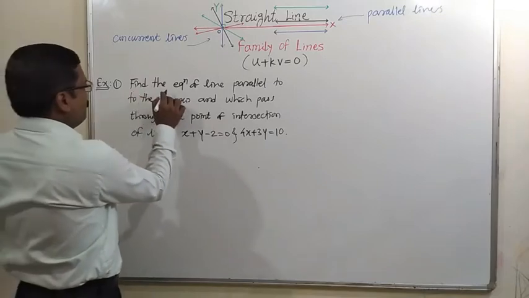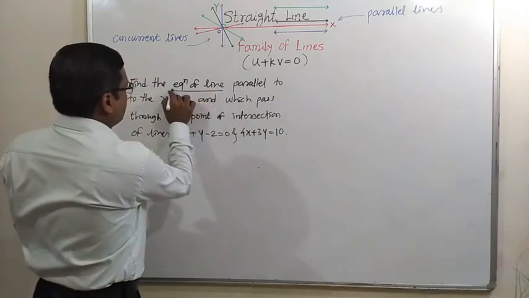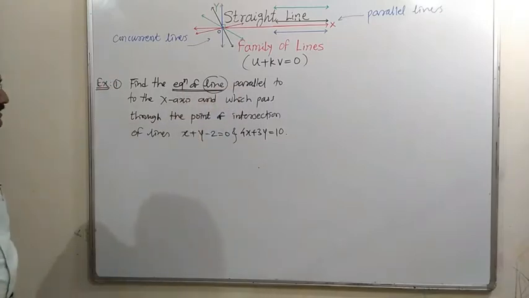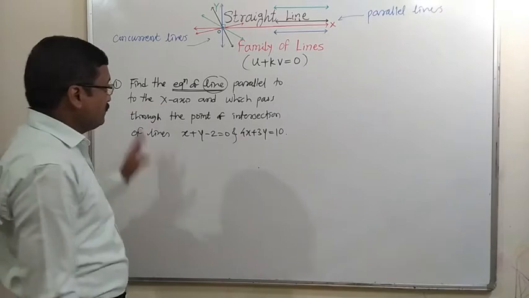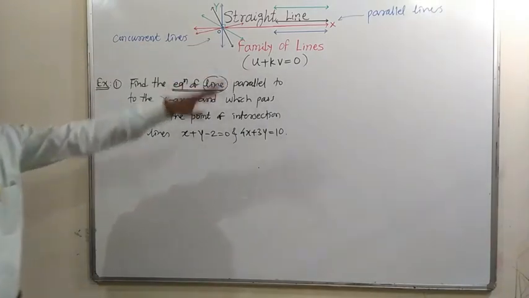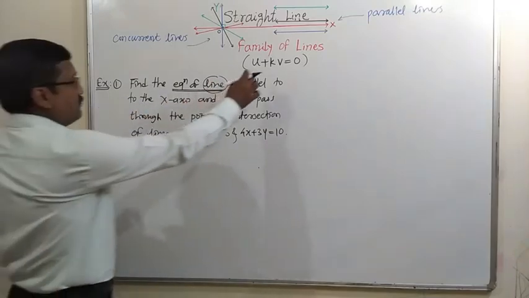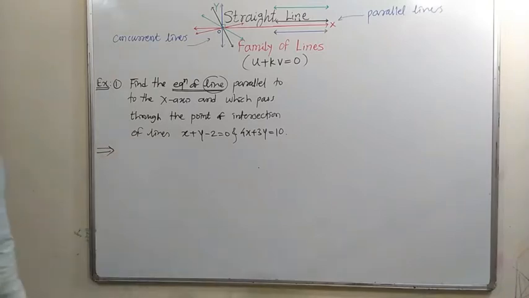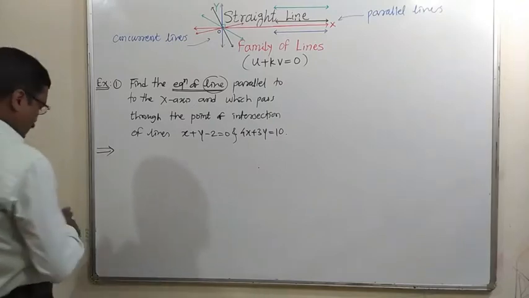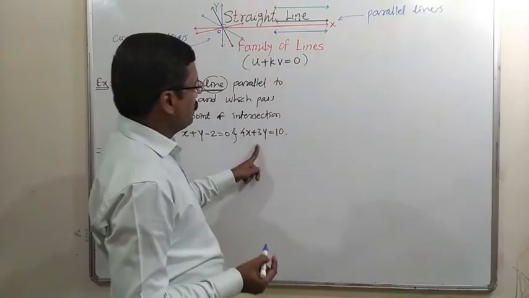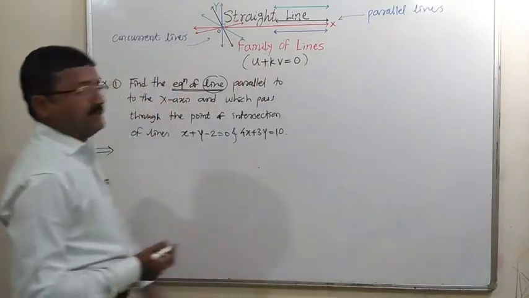But we want here the equation of line, means equation of single line. Here word line is given, not lines. It's not family of lines, it's single line. We want to find here single line, but we will use the concept of family of lines here using this equation u plus kv equal to 0. Let us start with this solution. Here what will we do first? We will first consider these two lines as u equal to 0 and v equal to 0, and from these two lines we will write the equation of family of lines.